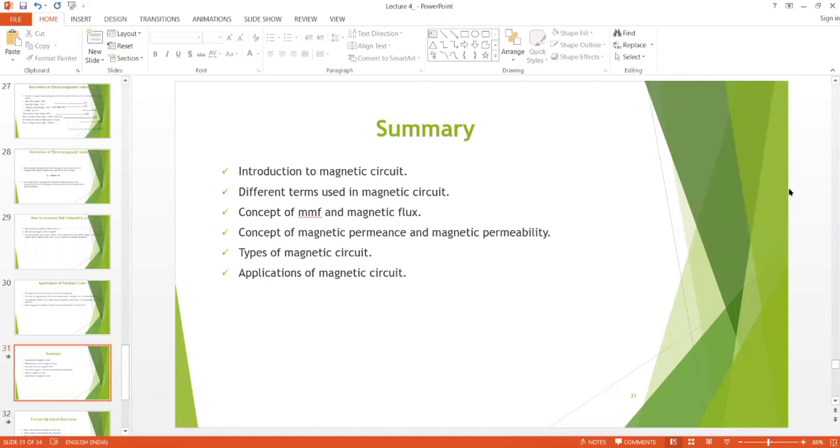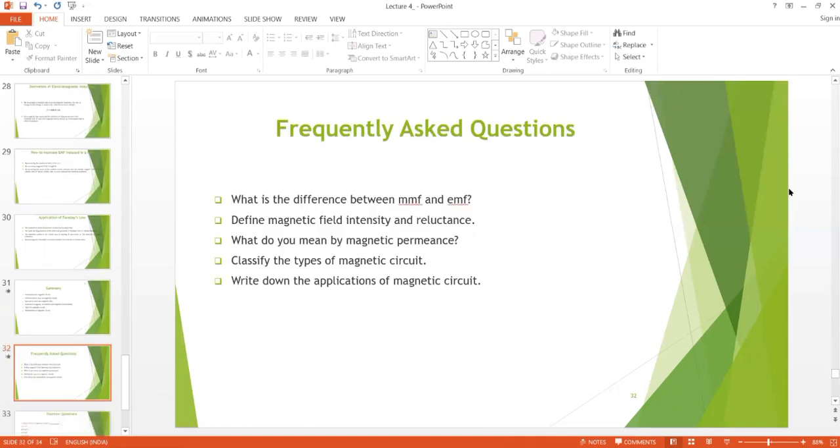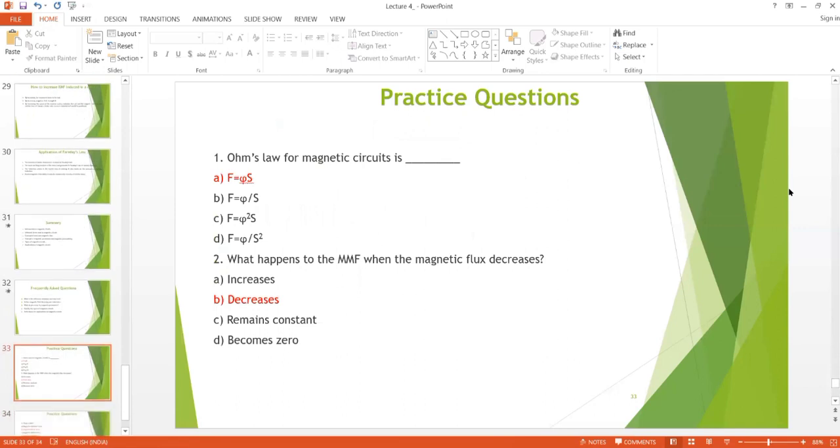Introduction to magnetic circuits, MMF, magnetic circuits, application of magnetic circuits. Some questions that can be asked: What is the difference between MMF and EMF? Define magnetic field intensity. What do you mean by magnetic permeance? Classify the types of magnetic circuits and their applications. Ohm's law for magnetic circuit, you know very well: V is F, I is phi, and R is reluctance, so V is equal to IR.